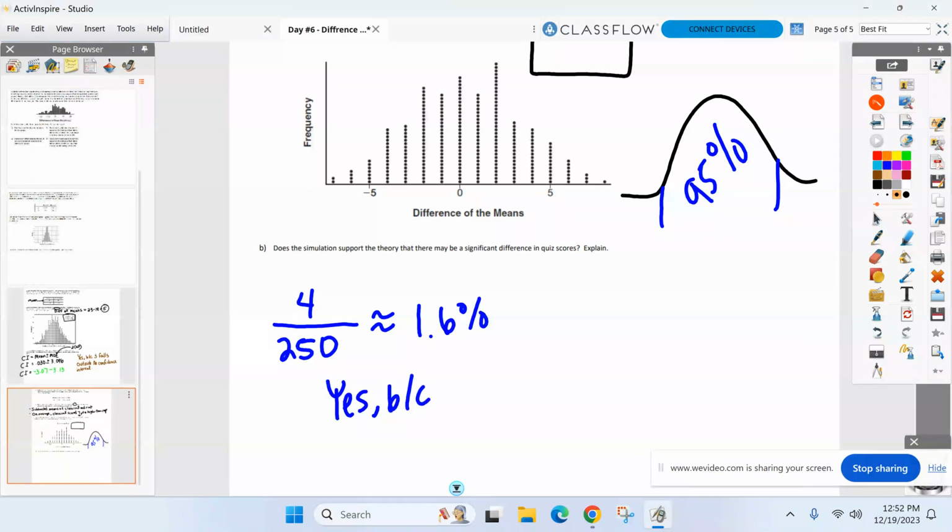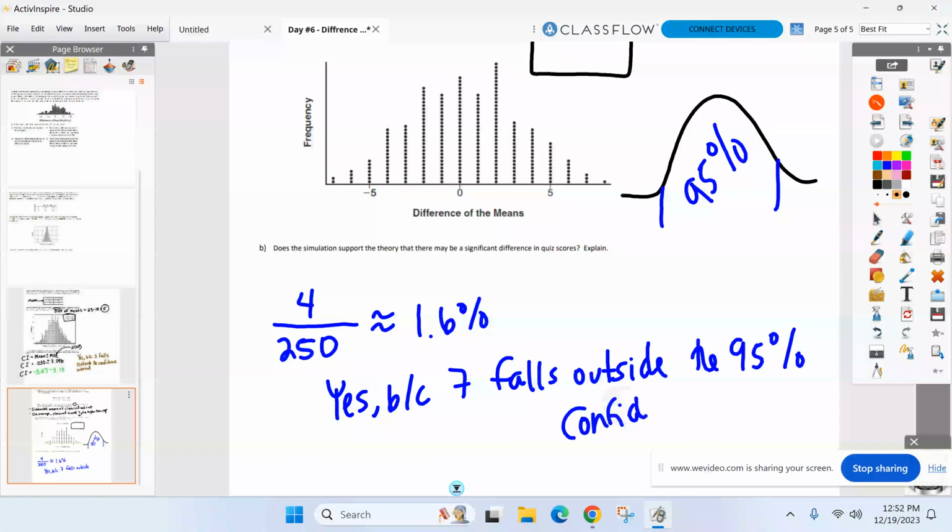Because 7 falls outside, and you could still write it falls outside the 95% confidence interval. We just calculated it a different way because 7 falls outside the 95% confidence interval. So it does seem like listening to classical music does help you more on the test versus the rap. If I get a number like 10%, 20%, no, that's going to fall within my 95% then, right? It's got to be outside.